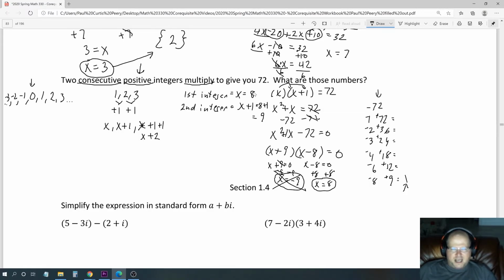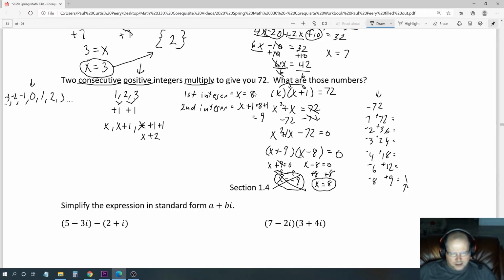Again, I realize it might be very tempting once you get x is equal to negative 9 and x is equal to 8 to say that those must be my two answers, but those are not your two answers. You have to go back and reread the word problem and make sure that you're answering what they're asking for. So you throw out the negative 9, you keep the 8. That's only half of your answer, though. You have to add 1 to it to get your second answer of 9. So your first integer is an 8, your second integer is a 9.